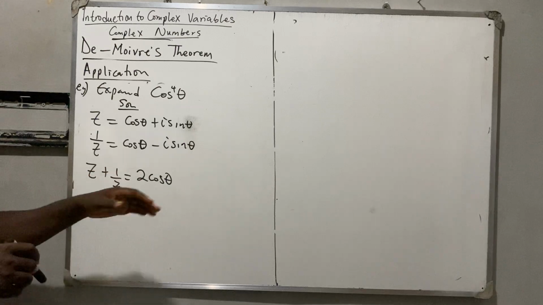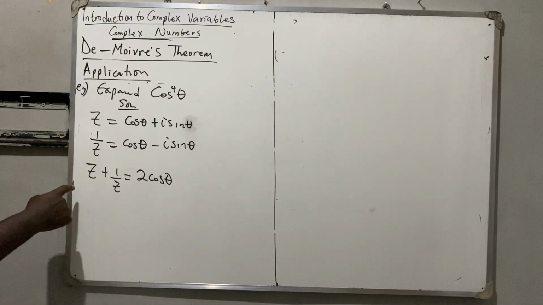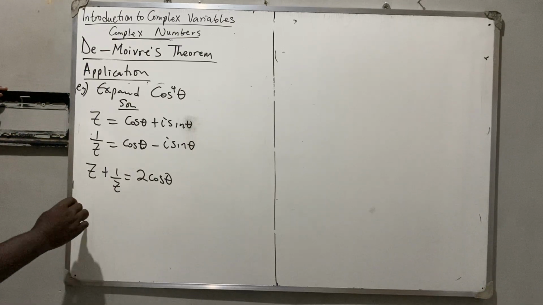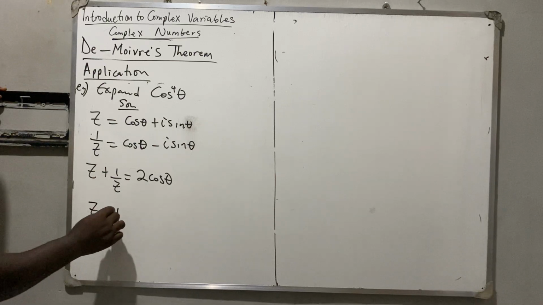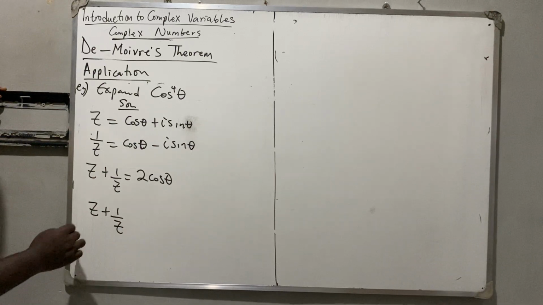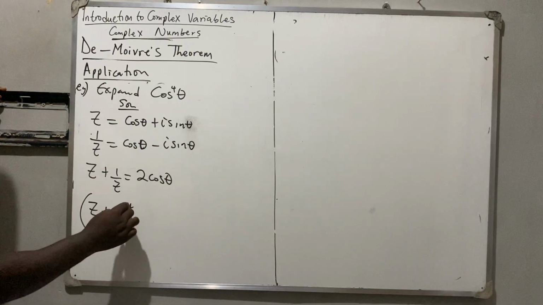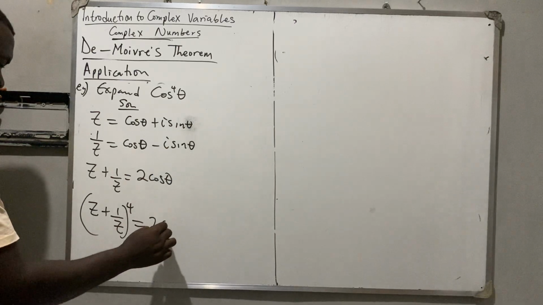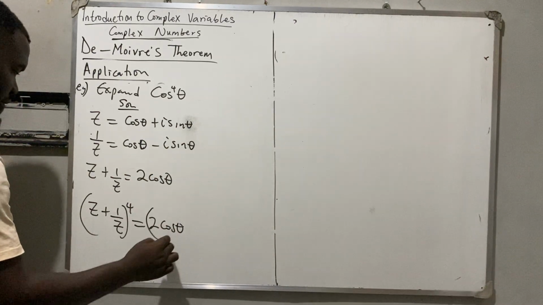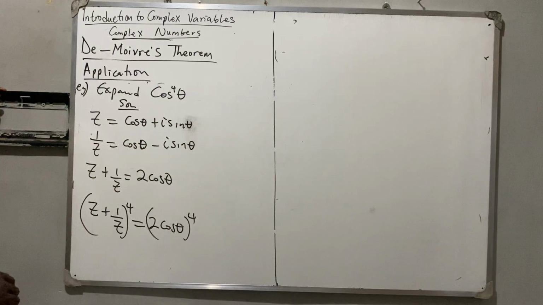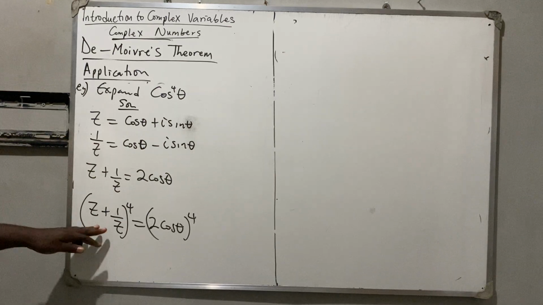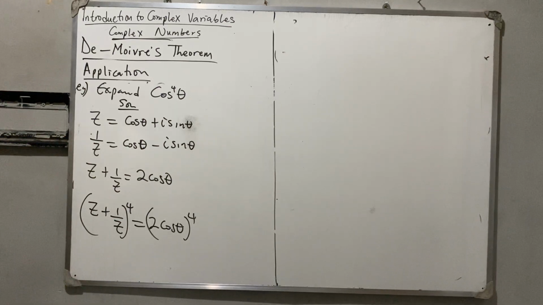So let me raise this to power 4. That means take the fourth power of both sides. So I'm going to have (z plus 1 over z) all raised to power 4 is equal to (2 cos theta) all raised to power 4. I'm going to expand this using Pascal's triangle.